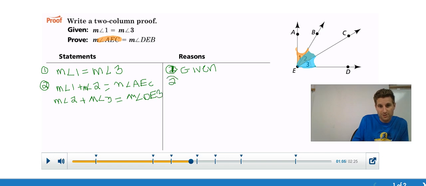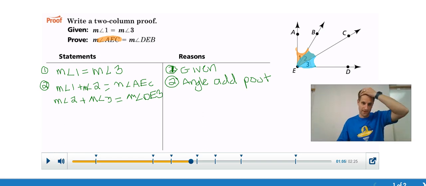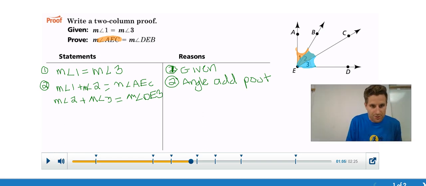So how do I know that's true? Well, that's called the angle addition postulate, right? Angle addition postulate. That's what states that two little angles add up to make a big angle. Okay, well, do you see how 2 and 2 are already congruent to each other? Yeah, they're the same. And I just got to show that 1 and 3 are the same, right? And then we can show that these are equivalent statements.